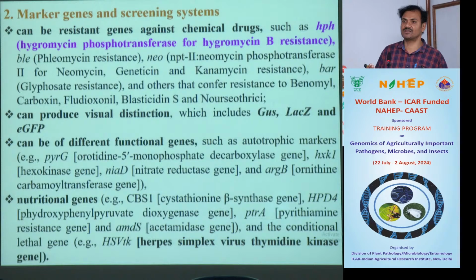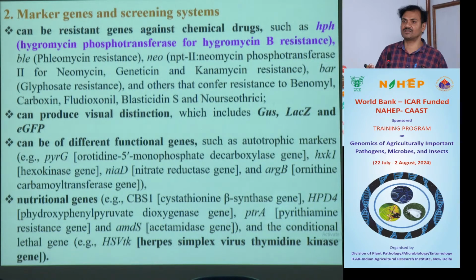You need to distinguish the transformant from the non-transformant, so you need a marker system. In bacteria, ampicillin and kanamycin are very commonly used. In eukaryotes, plants and all, the most common marker is hygromycin. So I have highlighted it here.